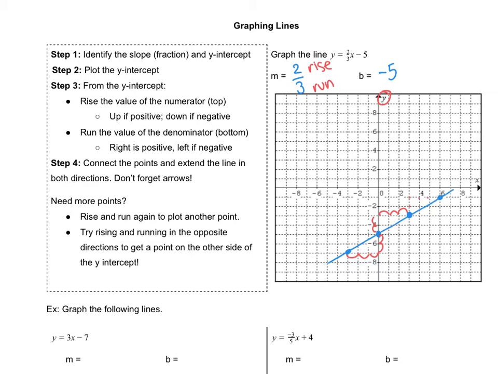And now we will connect with a ruler and put arrows at the ends. And because I only have one line on this graph, I don't need to label it with the equation. And you can do a logic check. I see my slope is positive. I want my line to be going upwards, and it is.